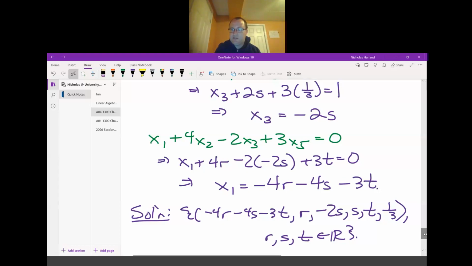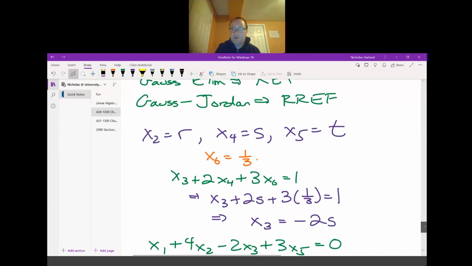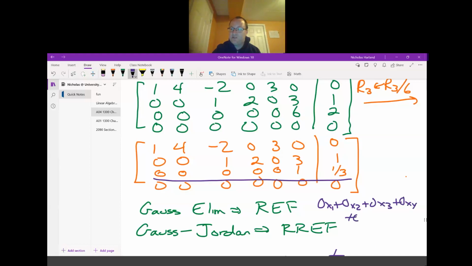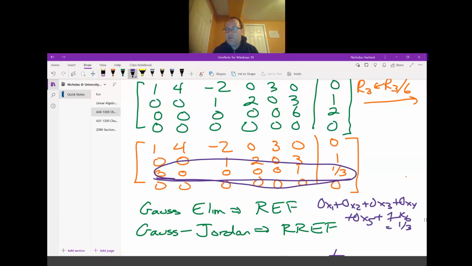Why is x6 equal to 1/3? Because of this row right here. So that row says 0x1 plus 0x2 plus 0x3 plus 0x4 plus 0x5 plus 1x6 is equal to 1/3. That's what this third row is saying if we went from the matrix back to an equation. In other words, x6 is equal to 1/3.